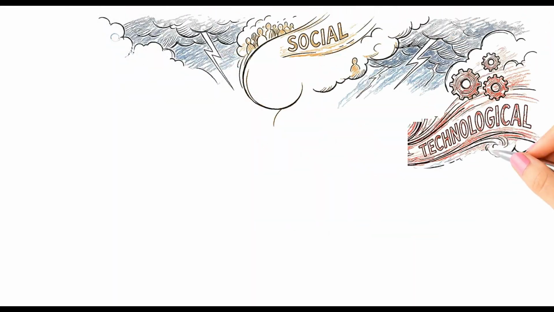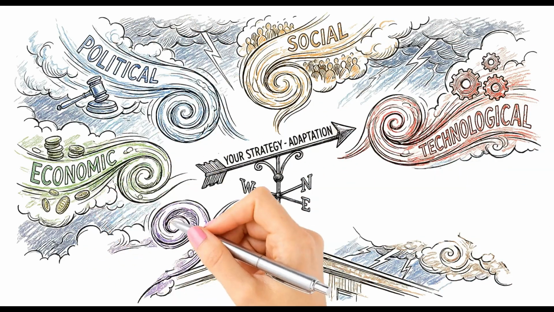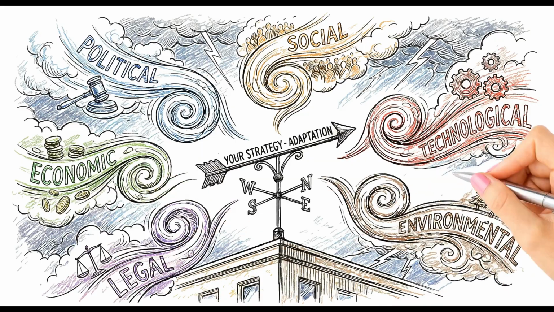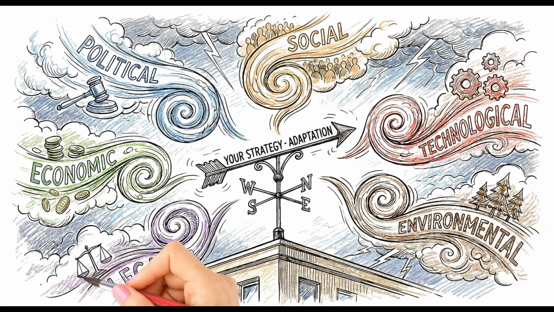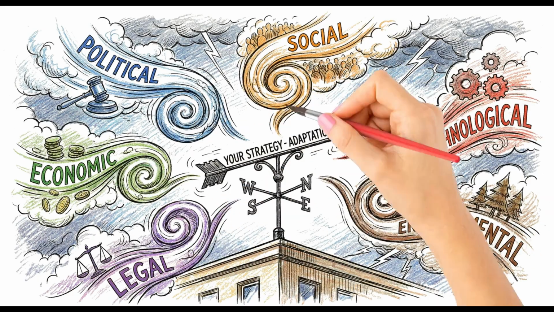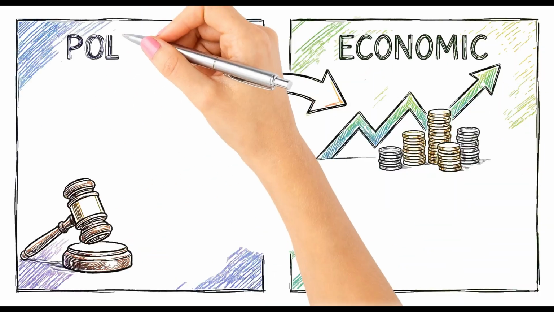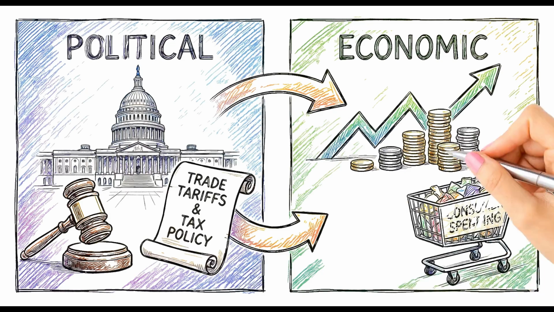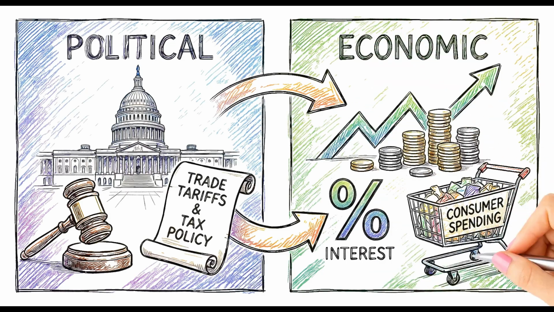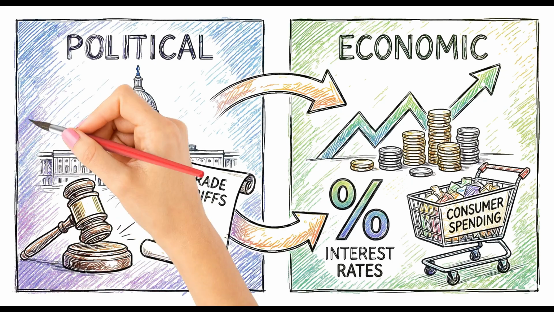PESTEL stands for political, economic, social, technological, environmental, and legal factors. These are the 6 pillars of the outside world that you cannot control, but must adapt to. Let's break them down. First, P for political. This includes government stability, tax policies, and trade agreements. How will new regulations help or hinder you?